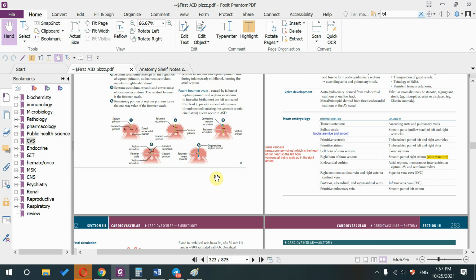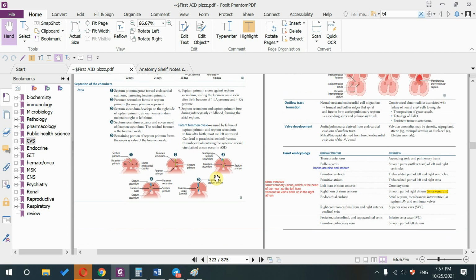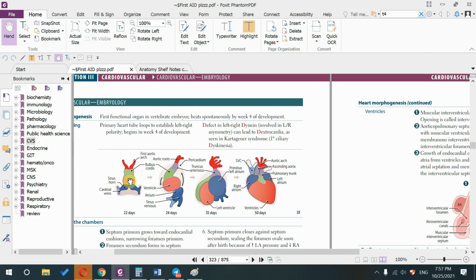Okay, so the next one will be the primitive atrium. Anything that has the word primitive, think about trabeculated. The primitive ventricle gave the trabeculated portion of the left and right ventricle. The primitive atrium gave the trabeculated portion of the left and right atrium. Okay, so far so good. So here is the primitive ventricle, and here is the primitive atrium. The ventricle gives the trabeculated portion, and the bulbus cordis gives what? The smooth portion of the ventricle. Good.